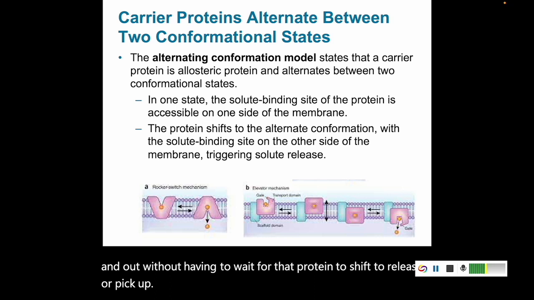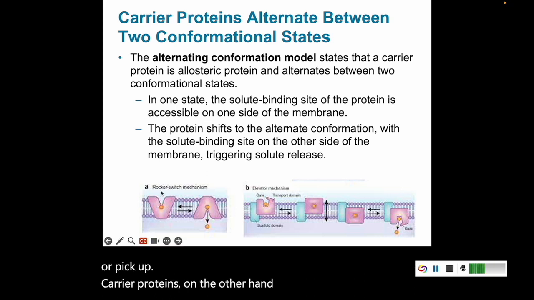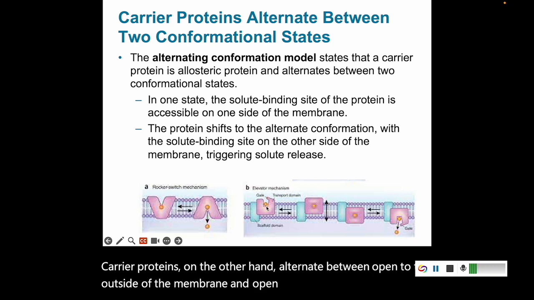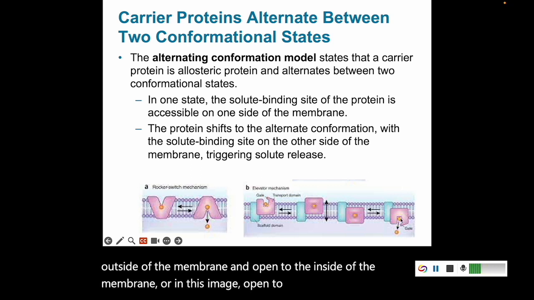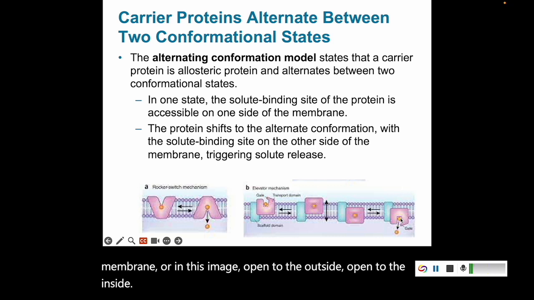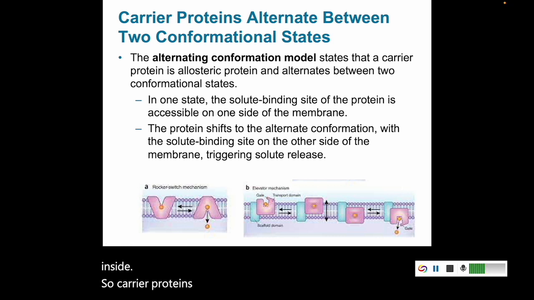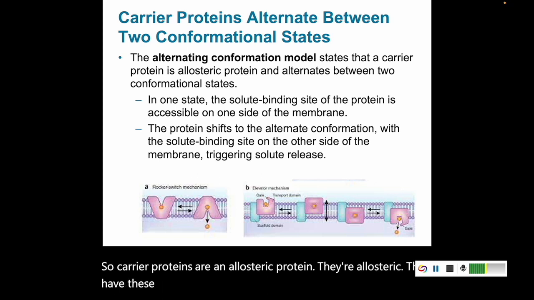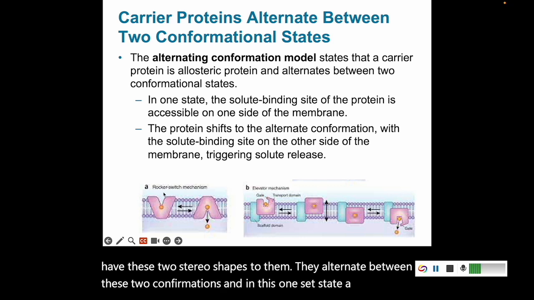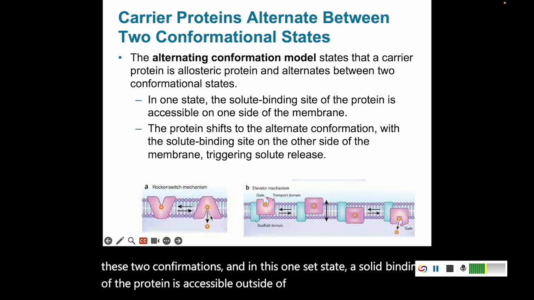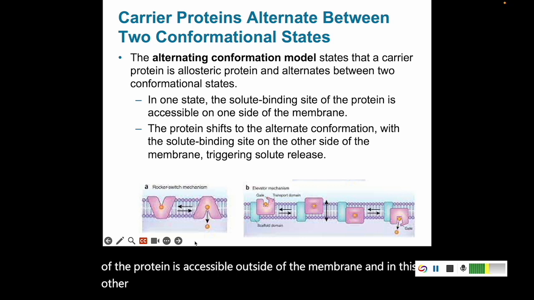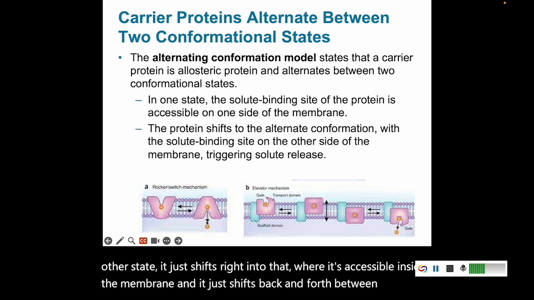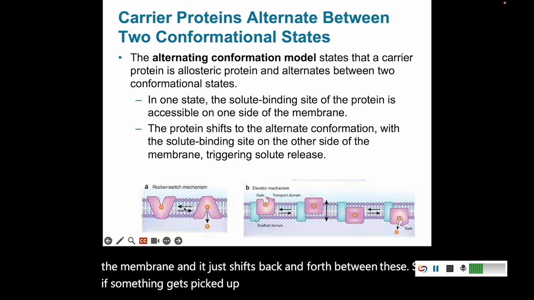Carrier proteins, on the other hand, alternate between open to the outside of the membrane and open to the inside of the membrane, or in this image, open to the outside, open to the inside. So carrier proteins are allosteric proteins. They have these two stereo shapes and alternate between these two conformations. In one state, the solute binding site of the protein is accessible outside of the membrane. In the other state, it shifts to where it's accessible inside the membrane. It just shifts back and forth between these. So if something gets picked up, it shifts and can go through to the other side.